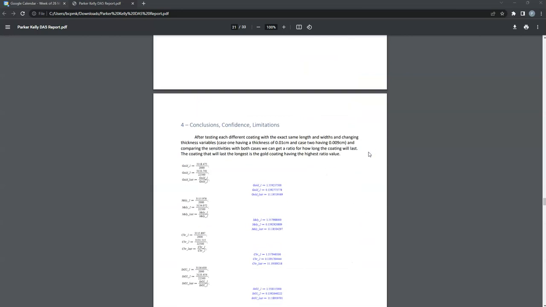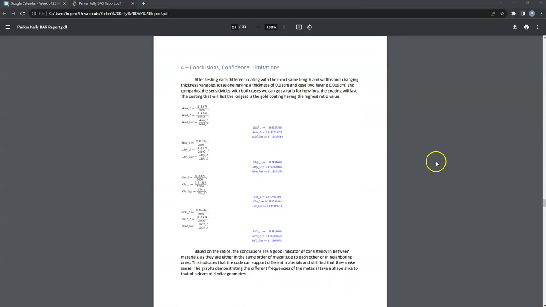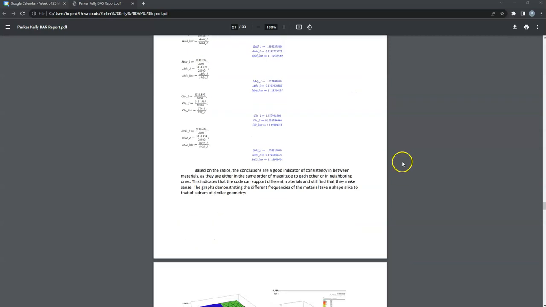For final conclusions, comments, and limitations, in the conclusion, we do look at the lifetime of all the other materials we're supposed to, and get their ratios by comparing the two at different frequencies using the same dimensions. Doing that, we find that gold has the highest ratio for longevity, so thus it will last the longest.